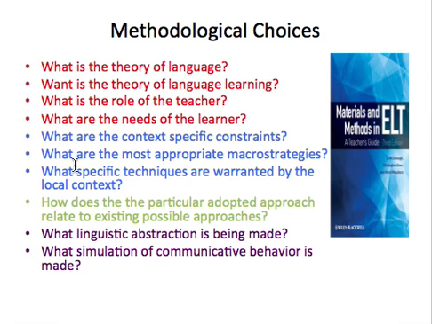And then if we go on to some of the questions that Kumaravadivelu raised, what are the context-specific constraints? If you're teaching, say, in a secondary school in China, you may have very large classrooms, and you may have an approach to language learning which very much believes in rote memorization, and that's what students expect. And so what are the most appropriate macro strategies given that local situation? And what specific techniques are warranted by that particular context?